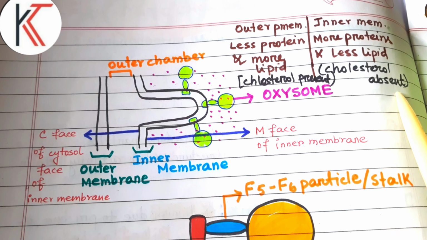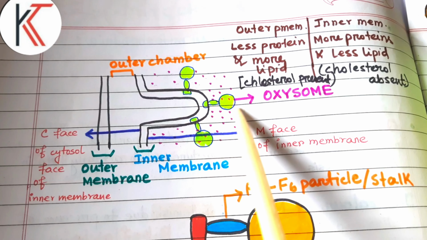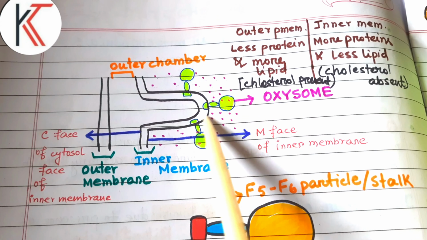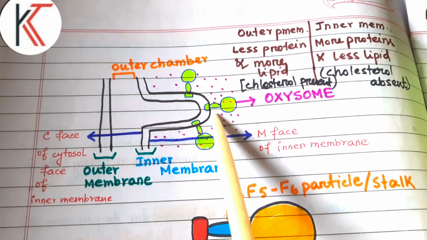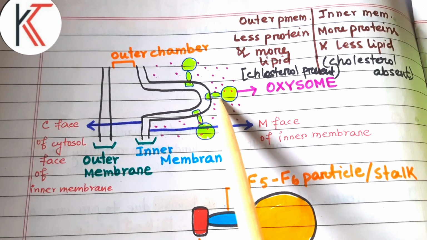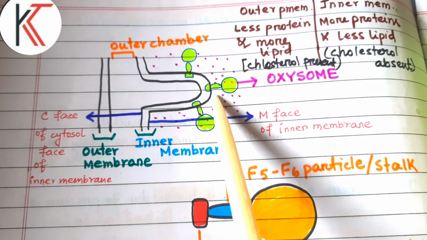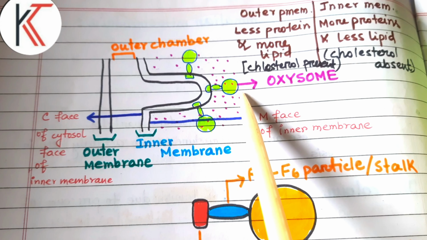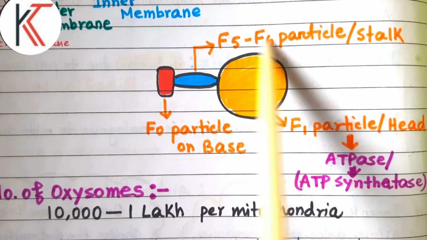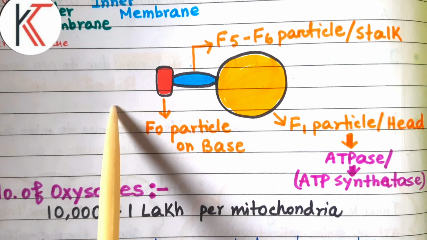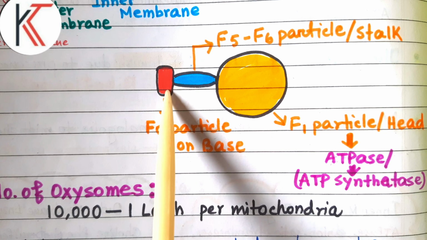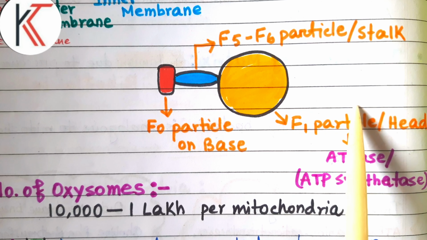Next, we come to the structure. This is the oxysome. The oxysome is the unit of the cristae. Let's focus on the structure of the oxysome I have drawn here in larger form. This is the inner membrane face, where it is attached to the inner membrane, and this side is towards the mitochondrial cytoplasm.